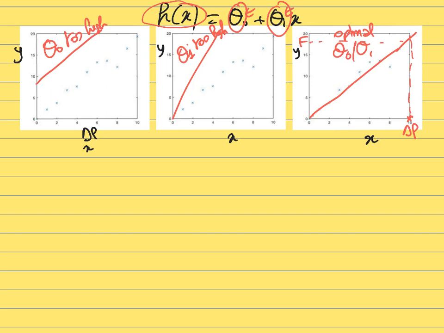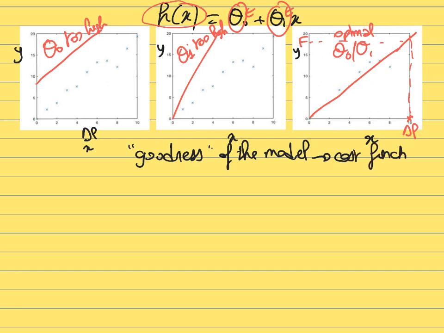In order to find the best values of the parameters, the first thing that we need is a way to tell how good the model is, or how bad the model is. So we need to find a way to describe the goodness of the model, how accurate this model is. This is what we are going to call the cost function. The cost function is the quantity that is going to tell us how good or how bad the model is.